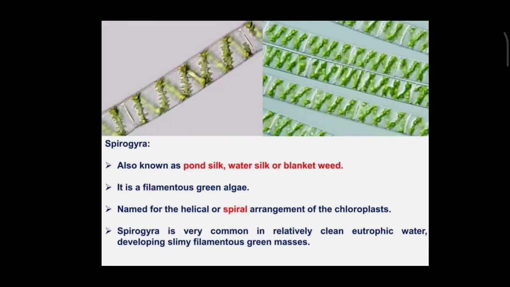And last, we are going to see about the Spirogyra, also known as the pond silk or water silk or blanket weed. It is a filamentous green algae named for the helical or spiral arrangement of the chloroplast. Spirogyra is very common in relatively clean eutrophic water, developing slimy filamentous green masses.